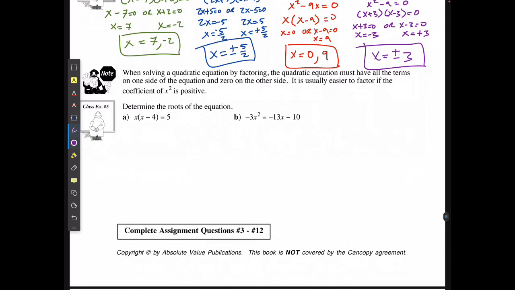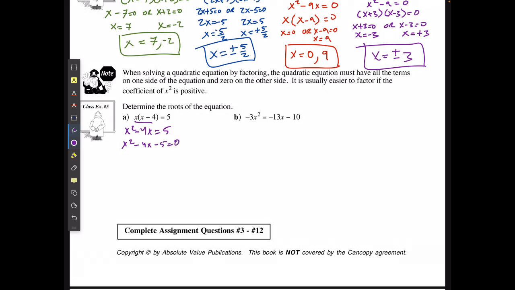When solving a quadratic equation by factoring, the quadratic equation must have all the terms on one side and 0 on the other side. It is usually easier if we leave x squared as a positive. I find this almost all the time. I want my x squared to be positive, so I'm going to move it to whichever side of the equation will make that happen. So for example A, the first thing I'm going to do is multiply this out. I'm going to get x squared minus 4x is equal to 5, or x squared minus 4x minus 5 is equal to 0.